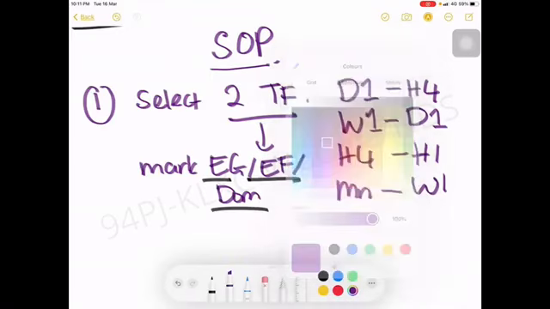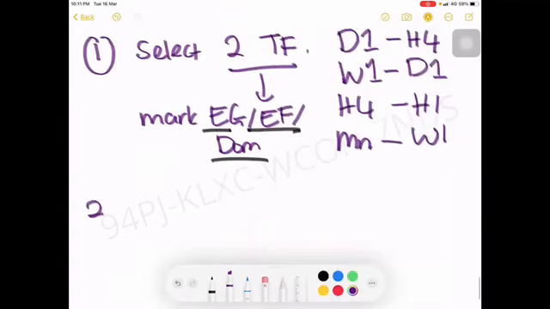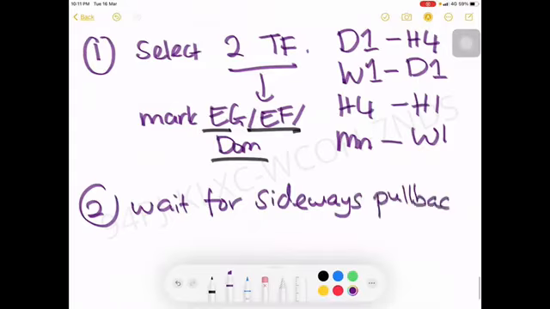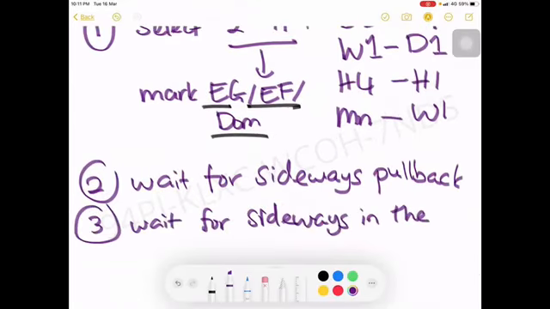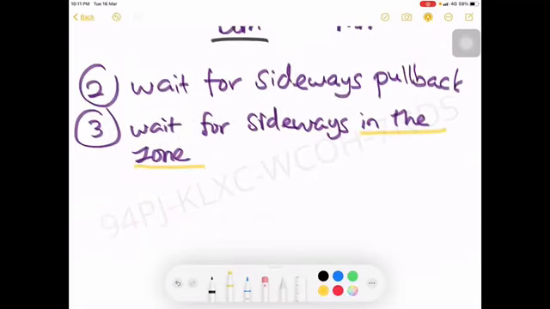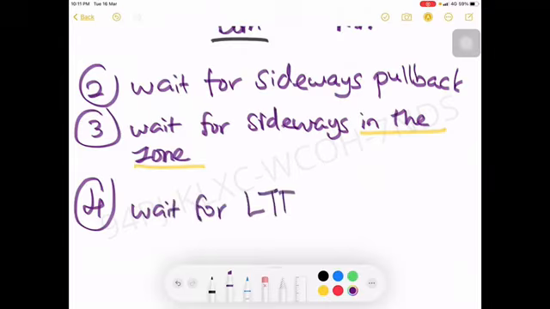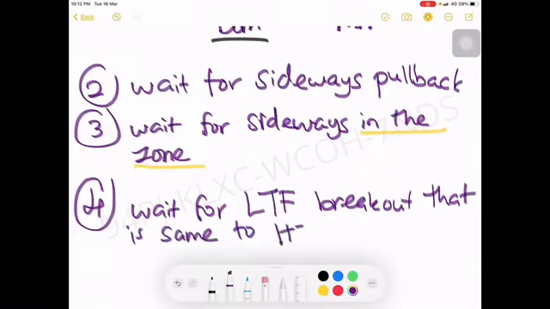Number 2, wait for sideways pull back. Number 3, wait for sideways in the zone.